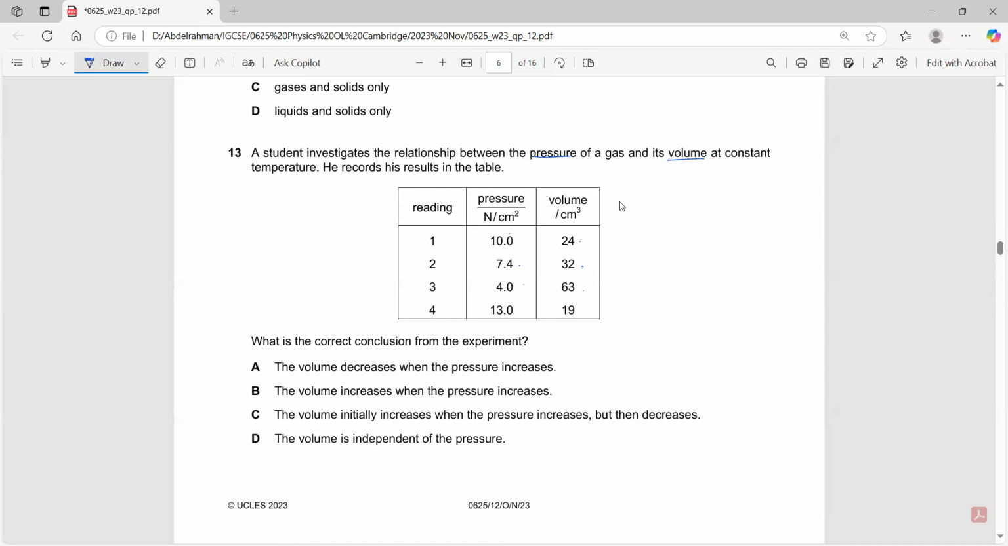What is the correct conclusion from this experiment? The volume decreases when the pressure increases, or vice versa. When the volume increases, the pressure decreases. They are inversely proportional, which is something we already know, right?